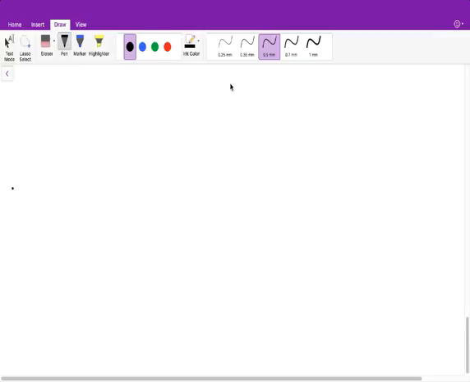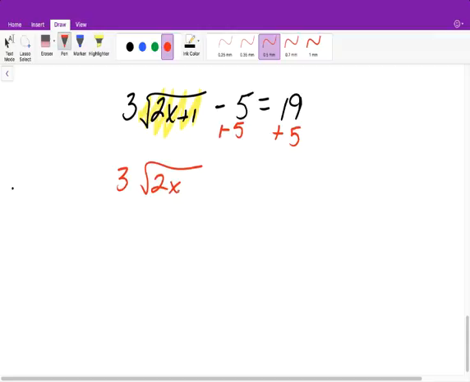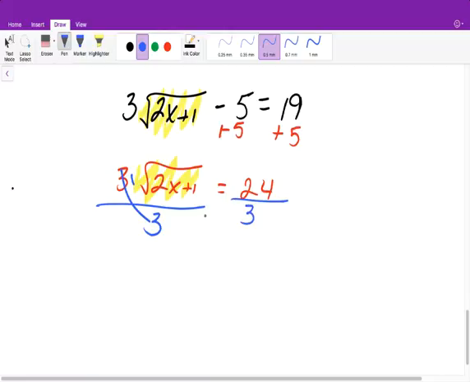All right, and then the last question we have for this set of problems is 3 times the square root of 2x plus 1, minus 5, is equal to 19. So we need to isolate this radical. There's multiple things being done to this. One, we have this minus 5, so we need to add 5 to both sides. Then we still have not isolated this radical because we still have the 3 being multiplied to it. So we need to undo the multiplication of 3, so we divide each side by 3.